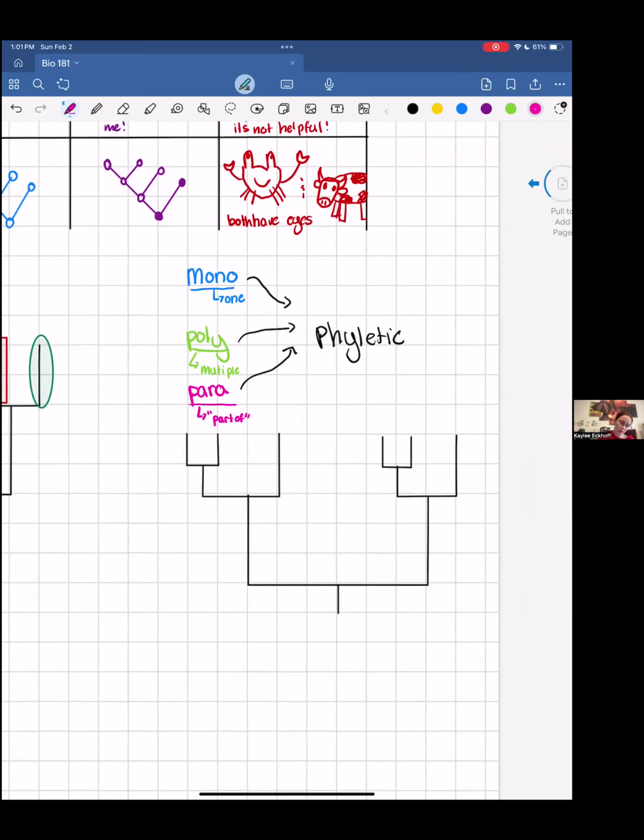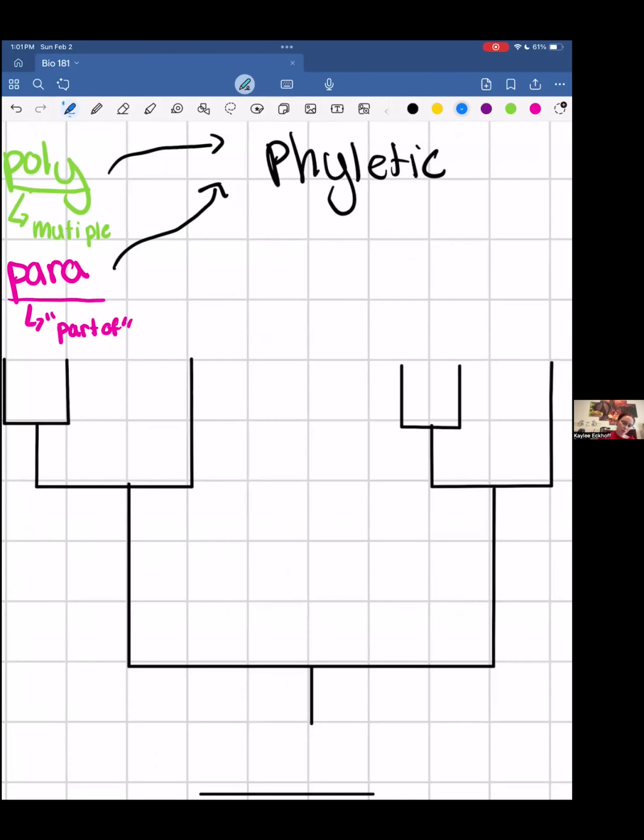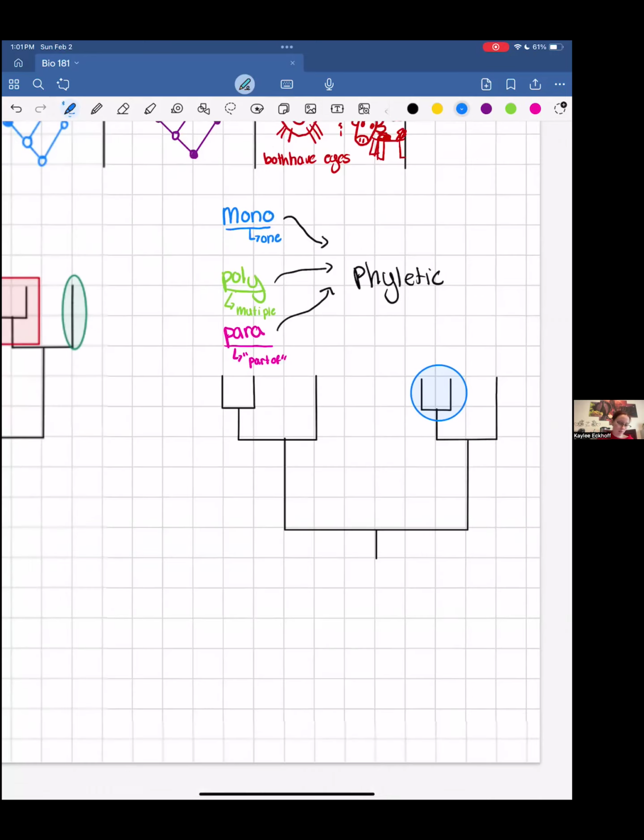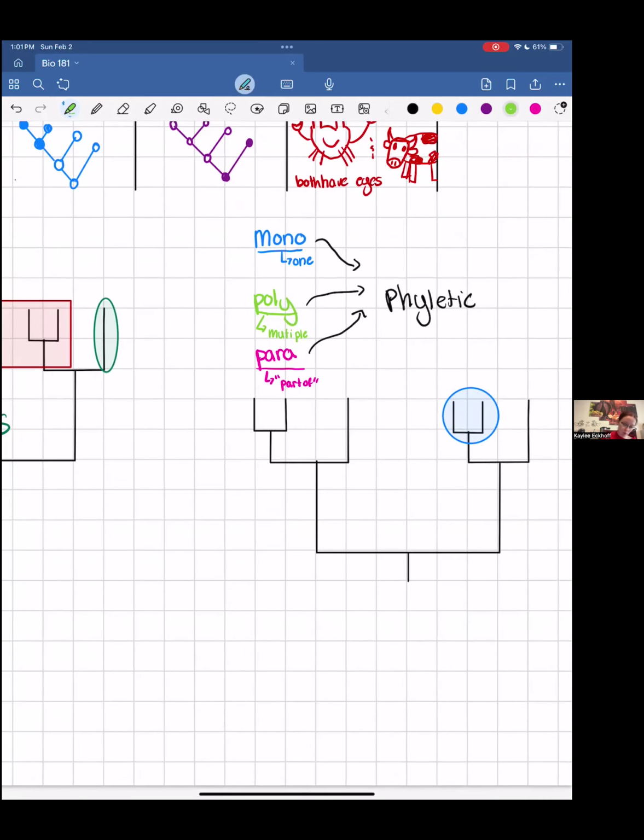Highlighting this, mono, we would just say, oh, this is one clade, that's a monophyletic clade. Poly would be multiple clades. So if we included all of this and this here, if I can get the circle to work, we included all that and the one right here, that would be a paraphyletic clade. Or a polyphyletic clade, sorry, y'all. I was like, wait a minute, I'm doing that wrong. I did it in a different order than I normally do.